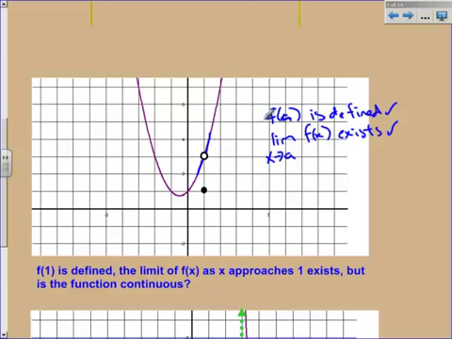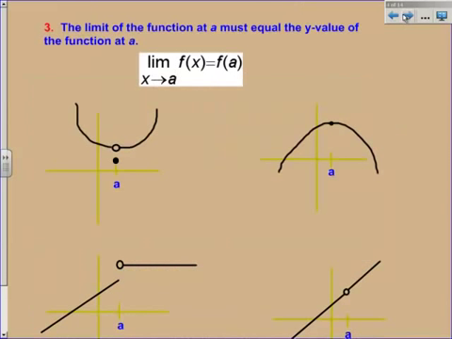So I need a third check. There's a third thing I have to know. And that is the limit as x approaches a of f of x and f of a have to be the same number. If that is true, then that is enough to determine continuity. So let's take a look here.